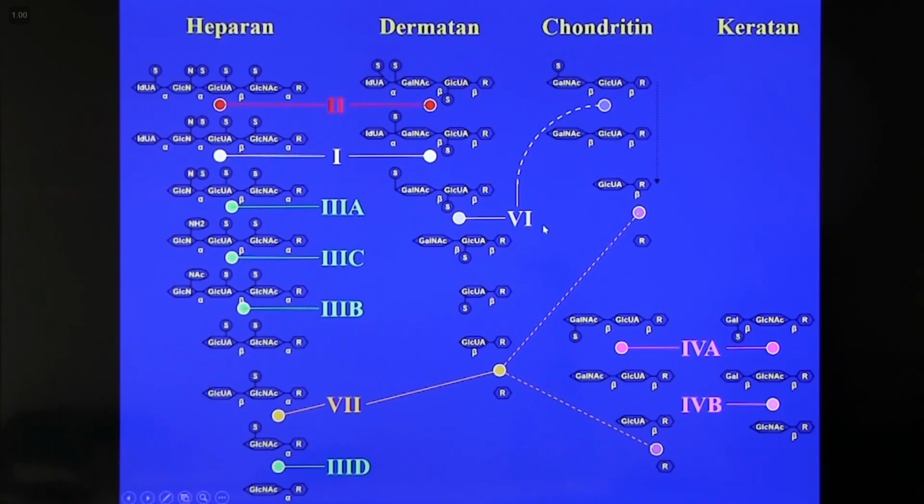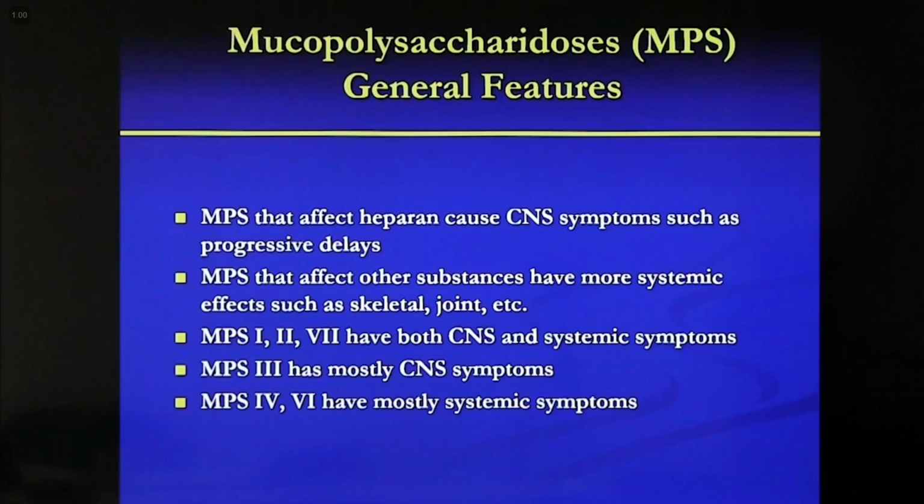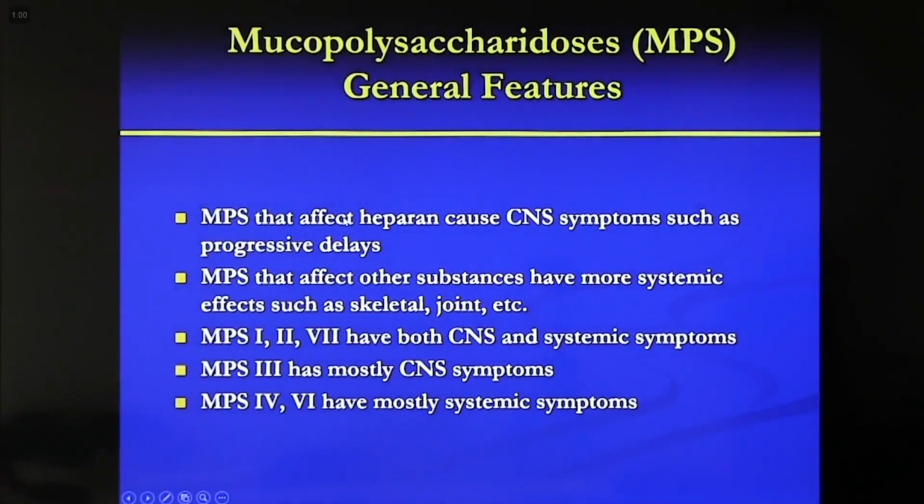MPS 6, you have the skeletal effects without the CNS, and MPS 4 is the one where you have skeletal dysplasia, also not affecting the CNS. So this helps me at least figure out which ones have which. And if you want a slide with that, here it is. So you have 1, 2, and 7 have CNS and systemic symptoms, et cetera.